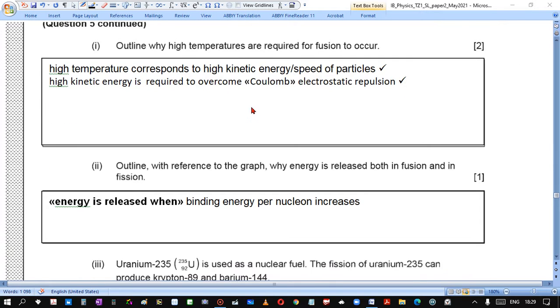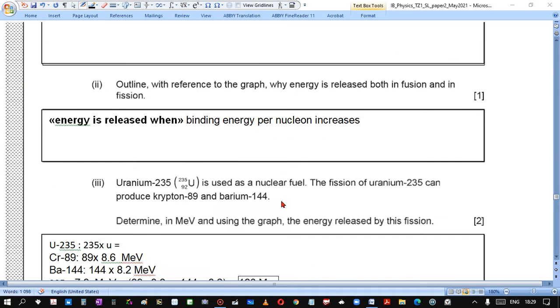Outline why high temperatures are required for fusion to occur. High temperature corresponds to high kinetic energy of particles. High kinetic energy is required to overcome Coulomb electrostatic repulsion. Outline with reference to the diagram why energy is released both in fusion and in fission. Energy is released when binding energy per nucleon increases.